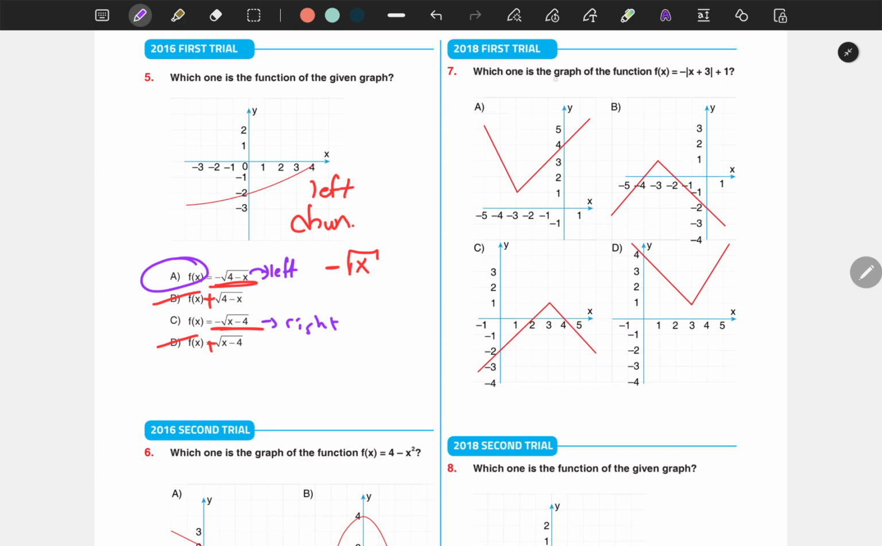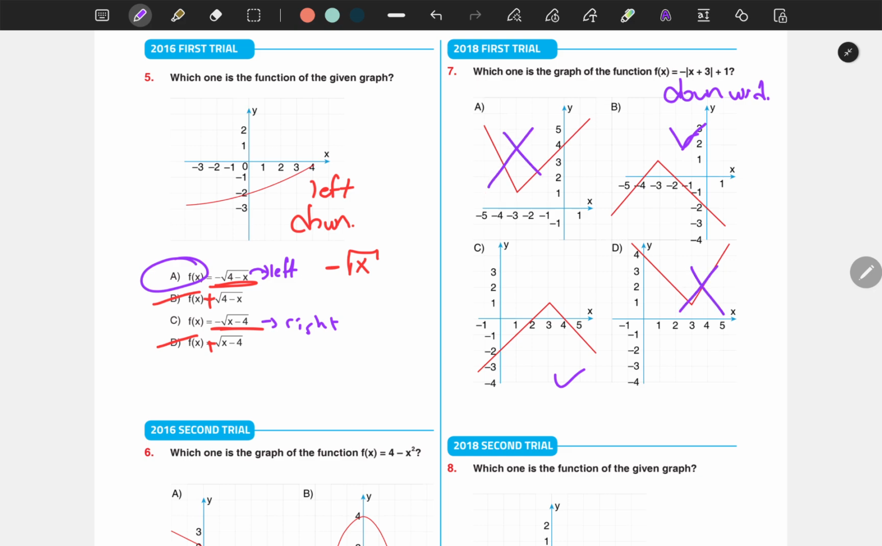Next question, which one is the graph of the function? Guys, when you look at here, the sign of the front is negative, isn't it? If it's negative, it means downward. So which one is downward? This is downward. This is downward. So can I say that A and D are eliminated? Yes. Why? Because they are upward.